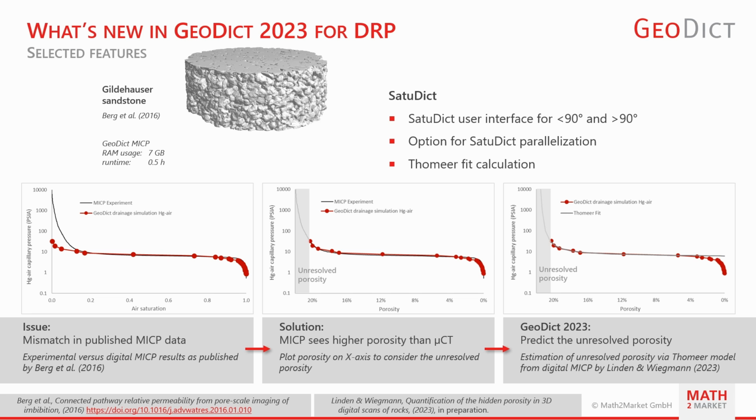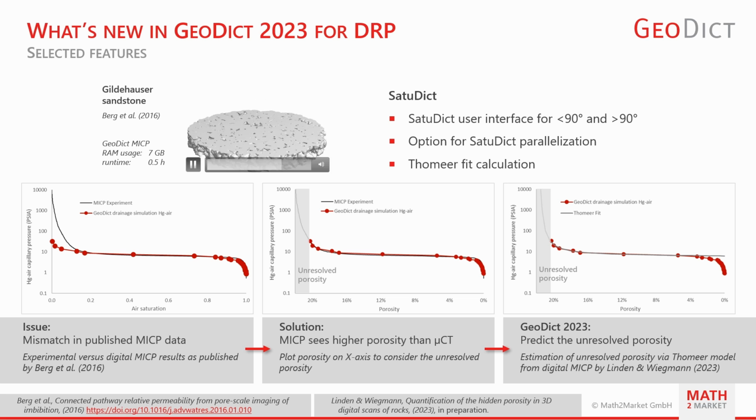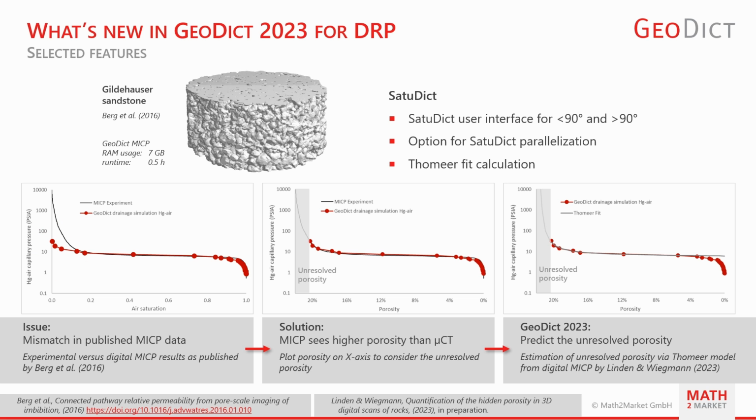So if you ever encountered a mismatch between experimental and digital MICP results, as we have obtained here, it might have looked exactly like this mismatch here on the left that was obtained for a Gildehausen sandstone. The issue is just the difference in the available or seen porosity of both methods. So there's some unresolved porosity. And GeoDict 2023 will pretty much simplify your work and calculate this unresolved porosity via Thomeer fit, so that your DRP results may match corresponding lab data much more easily.